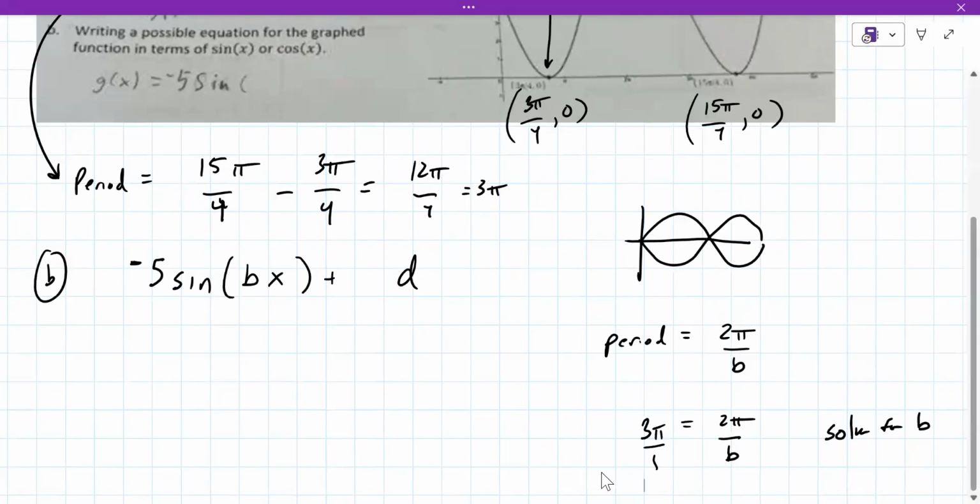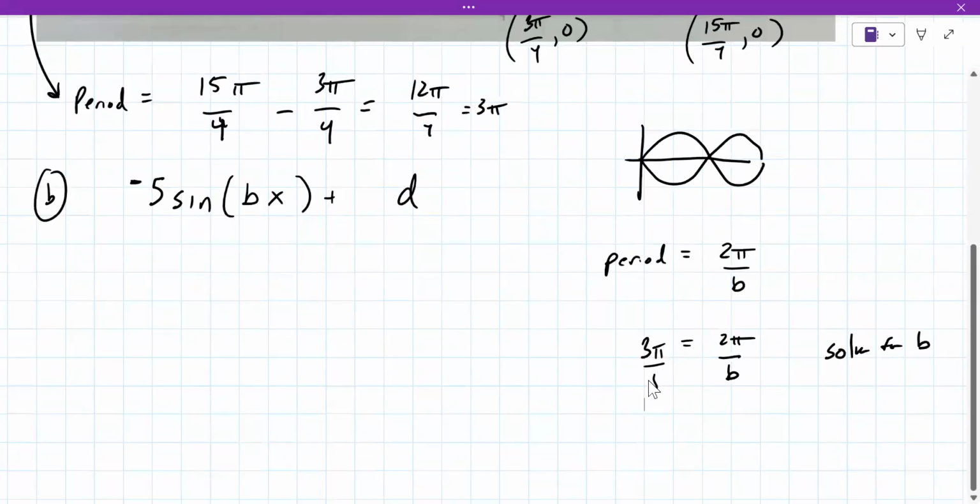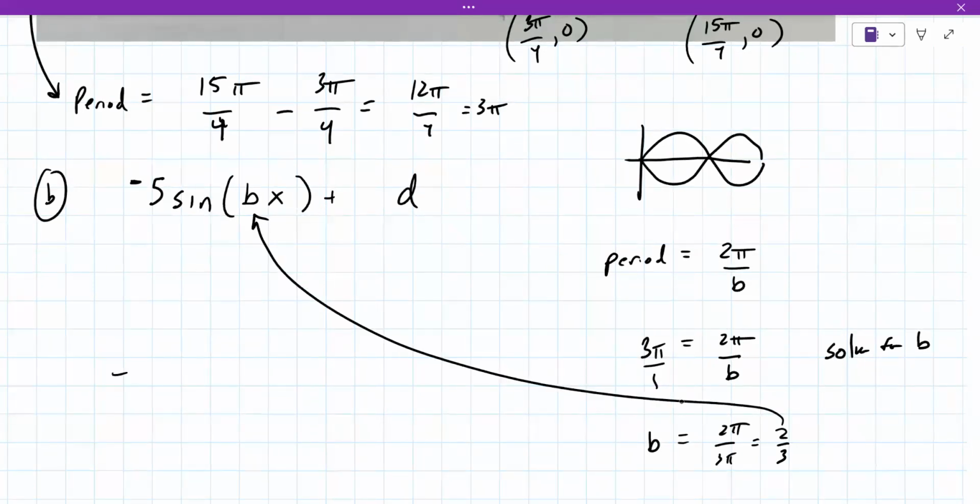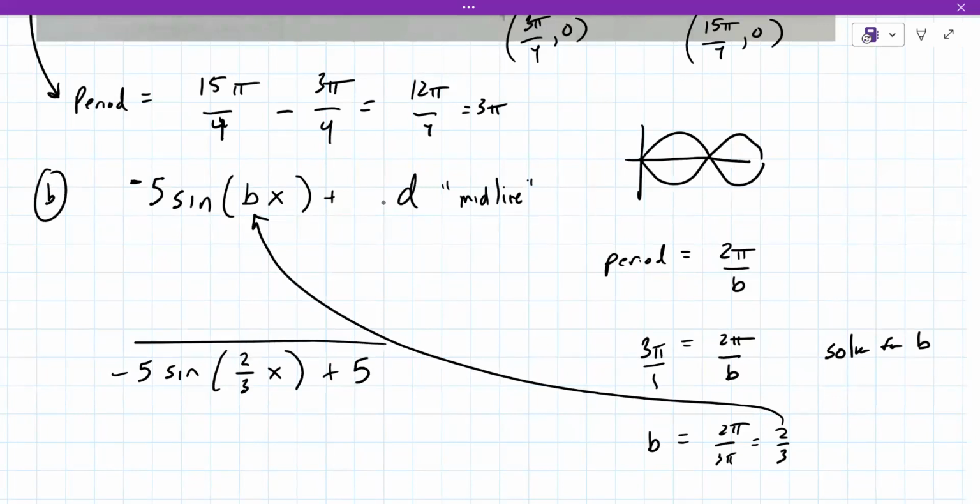Would you divide 2 pi by 3 pi? Yes, b ends up being 2 pi over 3 pi, or 2/3. And that's the number that goes in here. So it's -5 sine 2/3 x. D is the midline. There you have it. So, okay. Got it. Nothing more to say on that.